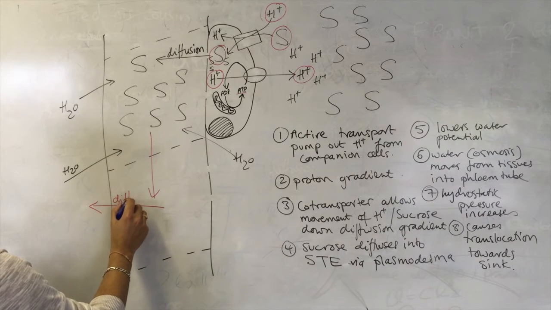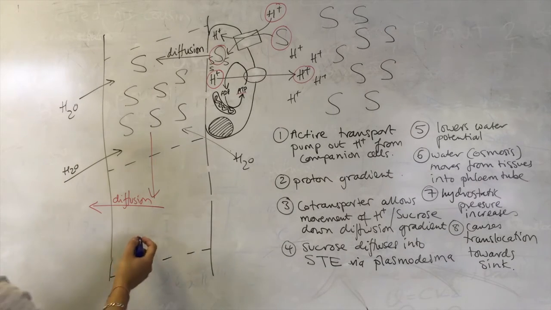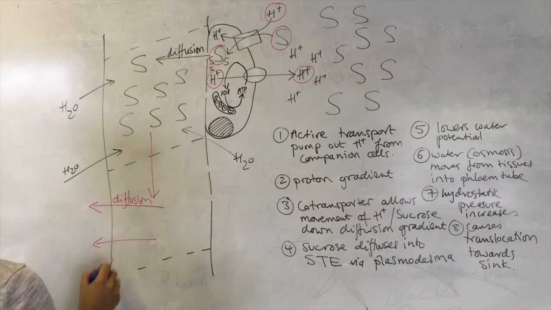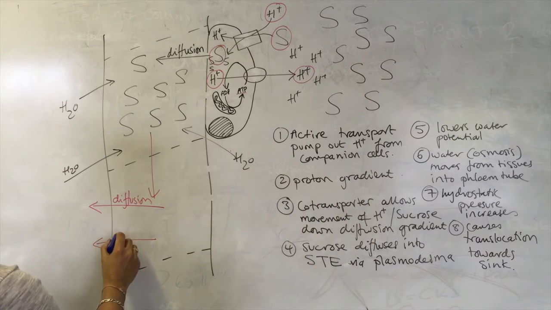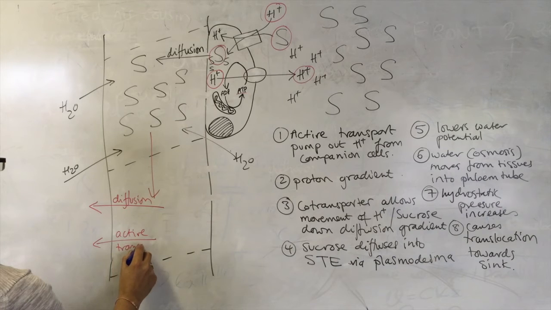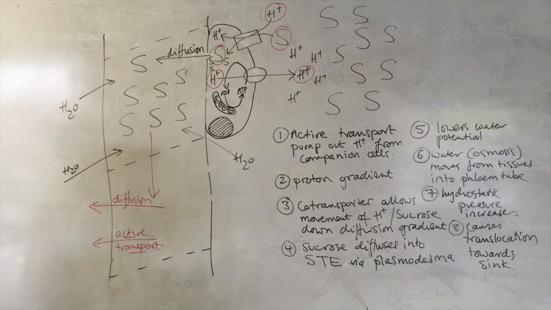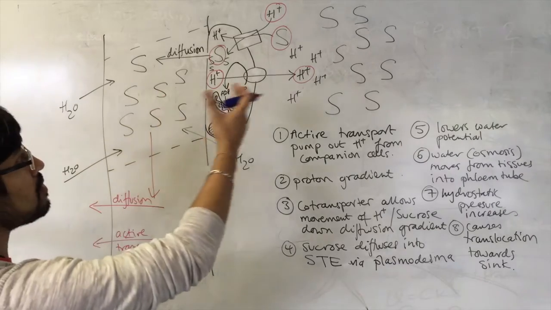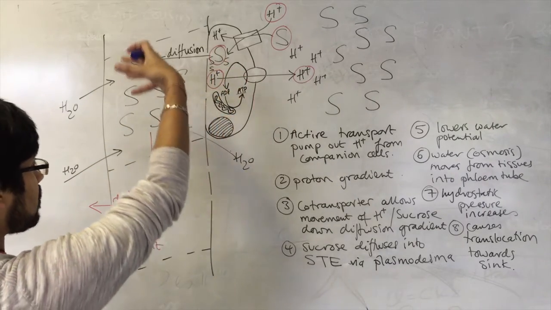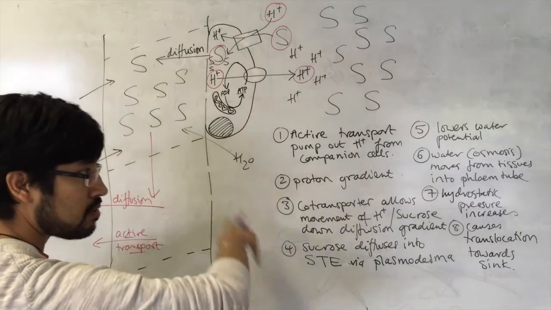So one is diffusion, but it can also leave the phloem tubes by active transport. Okay, so this is what happens when it gets to the sink tissues. We discussed what happens at the source. That's how sucrose moves into the phloem tubes and how the movement is generated.